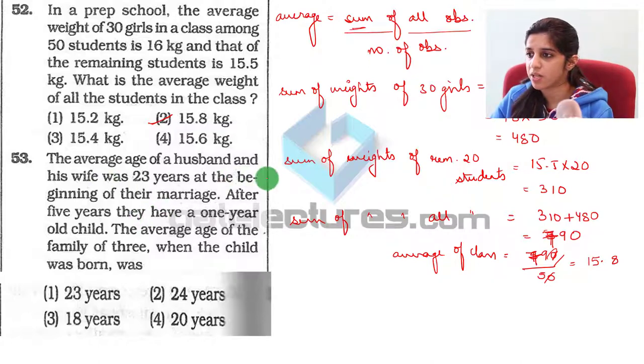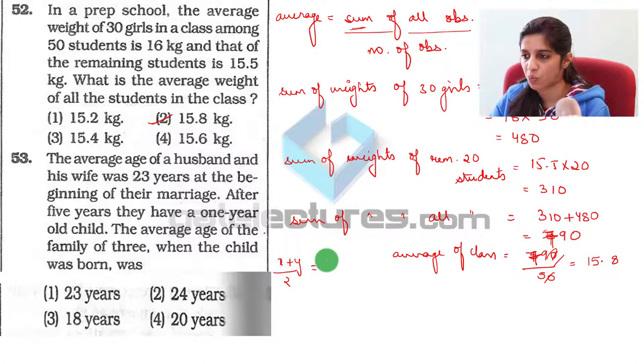Now the average age of a husband and his wife was 23 years at the beginning of their marriage. After 5 years, they have a 1-year-old child. Average age of the family of 3 when the child was 1. Okay, see, average age of husband and wife, suppose their ages were x and y. So x plus y by 2 is 23, which means x plus y was 46 at beginning.